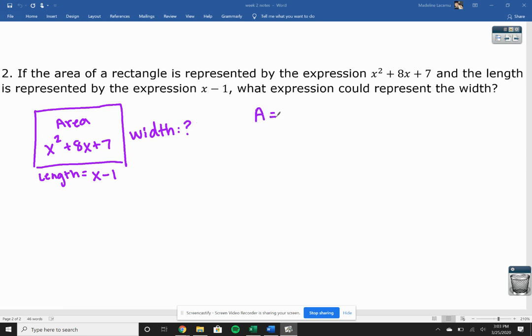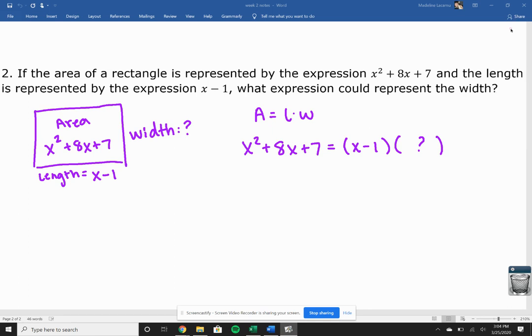But since area equals length times width, we know that x squared plus 8x plus 7 is going to equal our length, so x minus 1, times the width. But this is what we don't know yet. So all we have to do is factor this, but it already gives us one of our factors. We just need to find the other one.